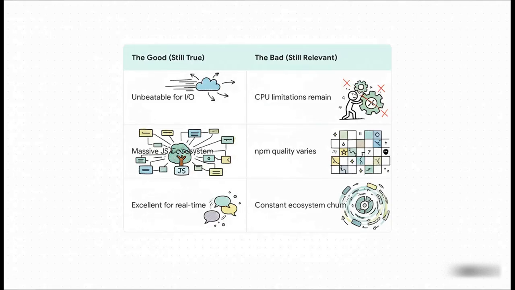All right, let's bring it all home. What's the final verdict? Well, the good stuff is still very true. Node is basically unbeatable for those I/O-heavy apps, and it has that massive JS ecosystem. But the bad stuff is also still very relevant. Those CPU limits are baked in, the quality of NPM packages is a total minefield, and the constant change in the ecosystem can be just exhausting.